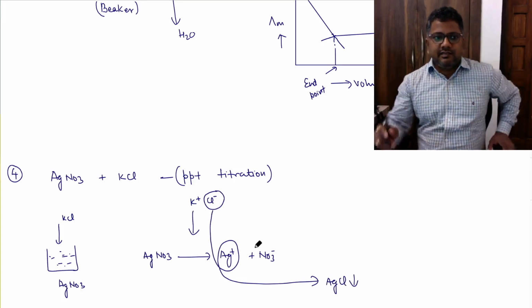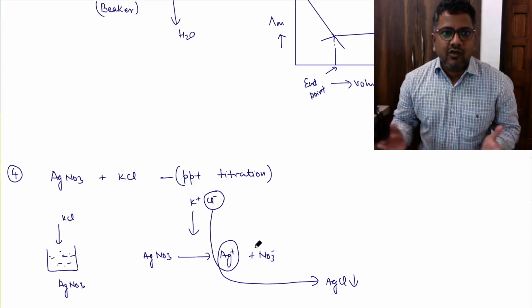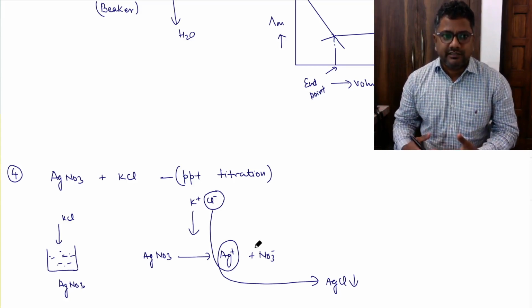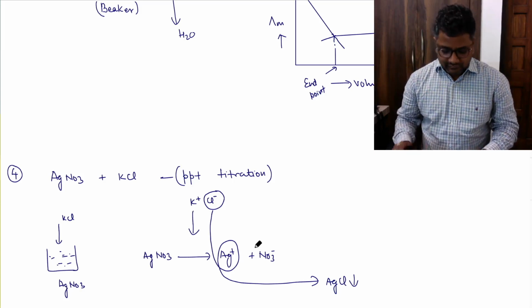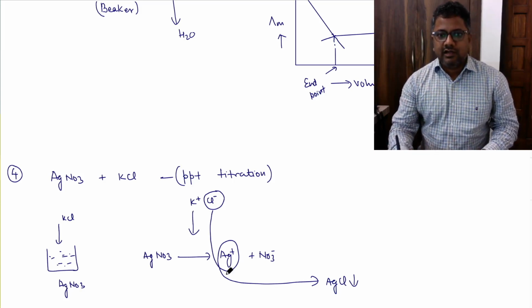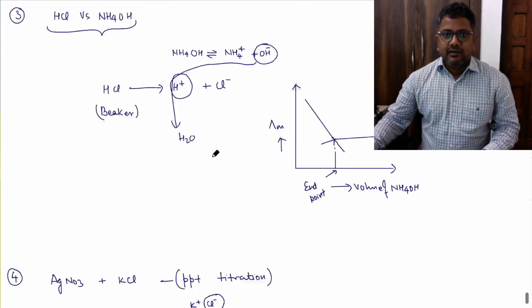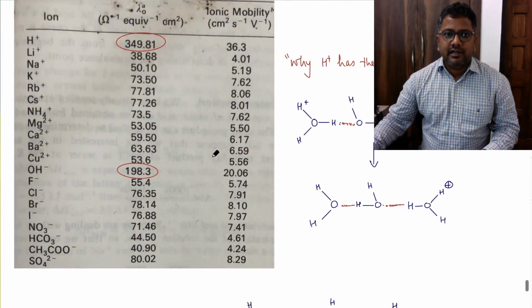this Ag plus ion and Cl minus ion, they are out from the conductance, means there is no contribution of this AgCl in the conductance. So what you are doing, you are replacing Ag plus and putting K plus. So see here, K plus and Ag plus, what is the molar conductance or equivalent conductance?